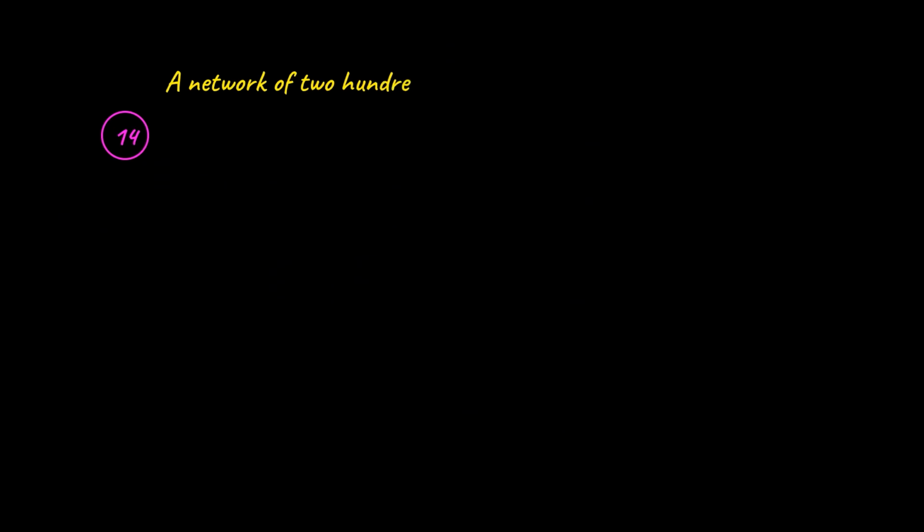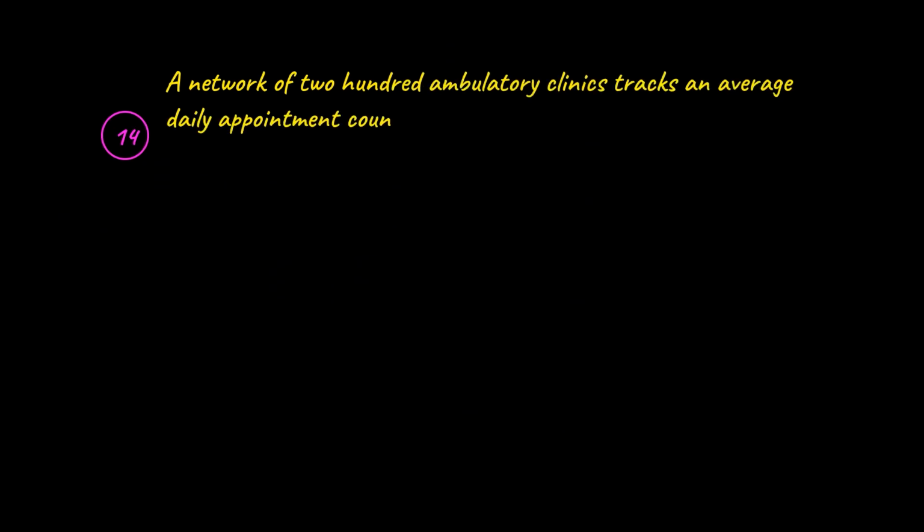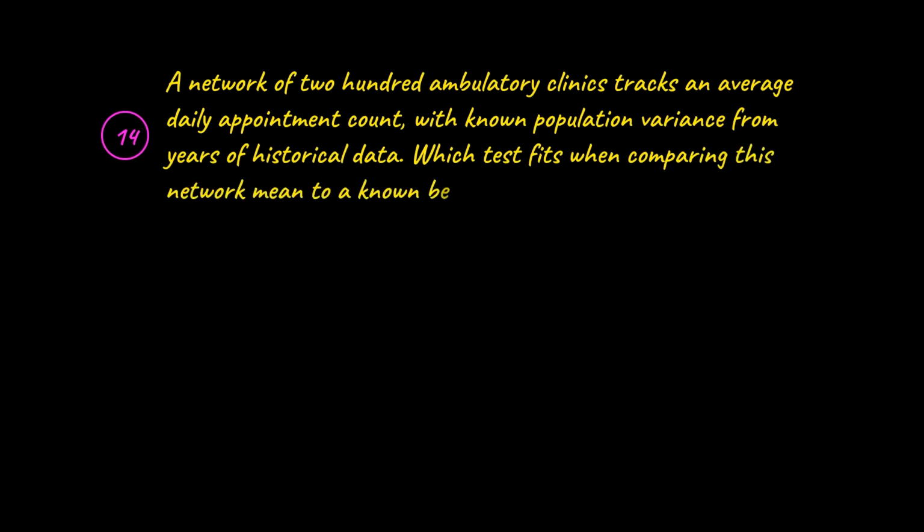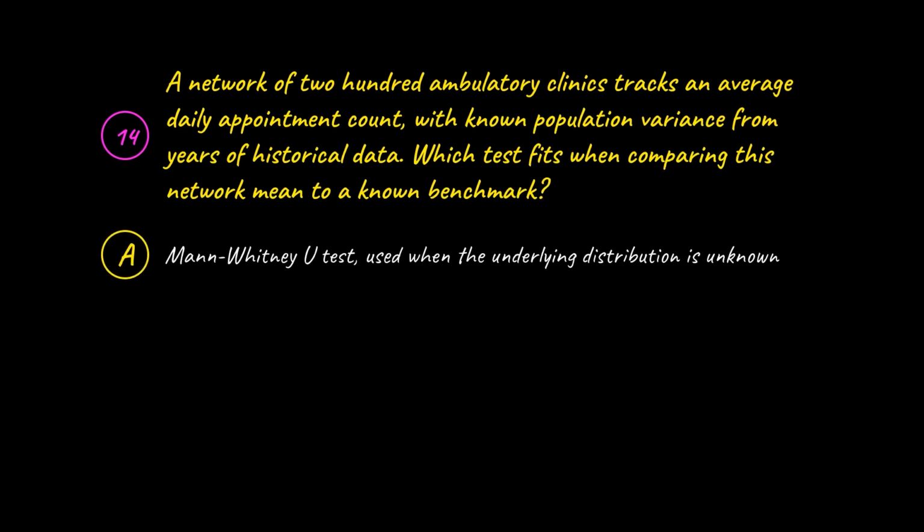Question 14. A network of 200 ambulatory clinics tracks an average daily appointment count, with known population variance from years of historical data. Which task fits when comparing this network mean to a known benchmark? Your options are A. Mann-Whitney U-test, used when the underlying distribution is unknown.